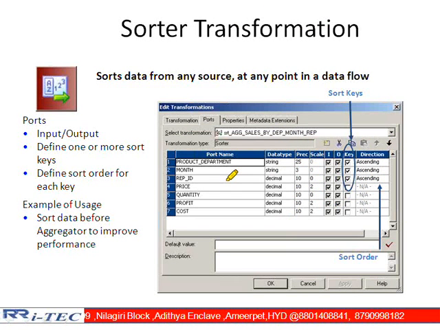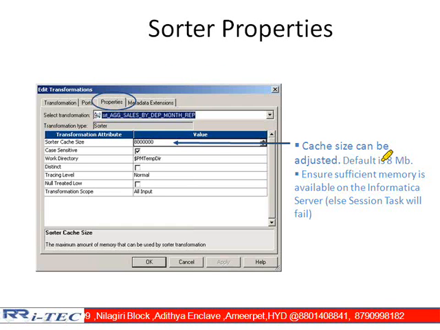Define sort order means what is the meaning of this one you are asking, right? Define sort order means suppose for this column I can say ascending. For this column, if I want, I can select descending also. That's the order. For each key I can select whatever order I want.